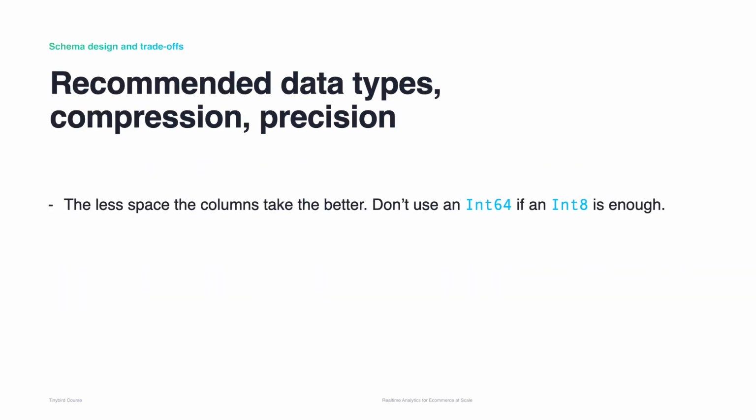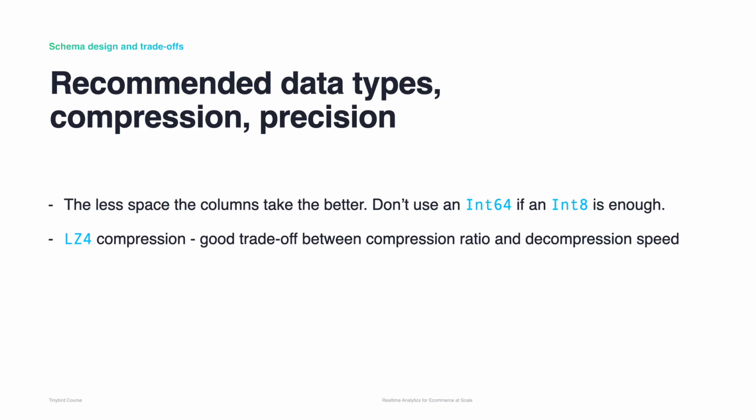Recommended data types, compression, precision. In general, the less space the columns take, the better. These use cases are usually limited by the amount of data you can transfer from memory to the CPU. To help with that, we usually use LZ for compression. It provides a good trade-off between the compression ratio and decompression speed. You also need to think about precision. Storing money in a float 32 is not the best approach, because in this case the error is going to be really low and the speed up is massive if you compare with other data types. What should you do? A simple solution is to work in cents, not euros. Then everything is an integer.